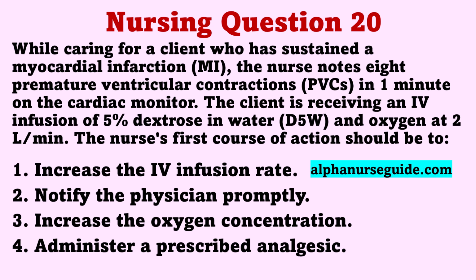More than 6 PVCs per minute is considered serious and usually calls for decreasing ventricular irritability by administering medications such as lidocaine hydrochloride. Increasing the IV infusion rate would not decrease the number of PVCs. Increasing the oxygen concentration should not be the nurse's first course of action. Rather, the nurse should notify the physician promptly. Administering a prescribed analgesic would not decrease ventricular irritability.